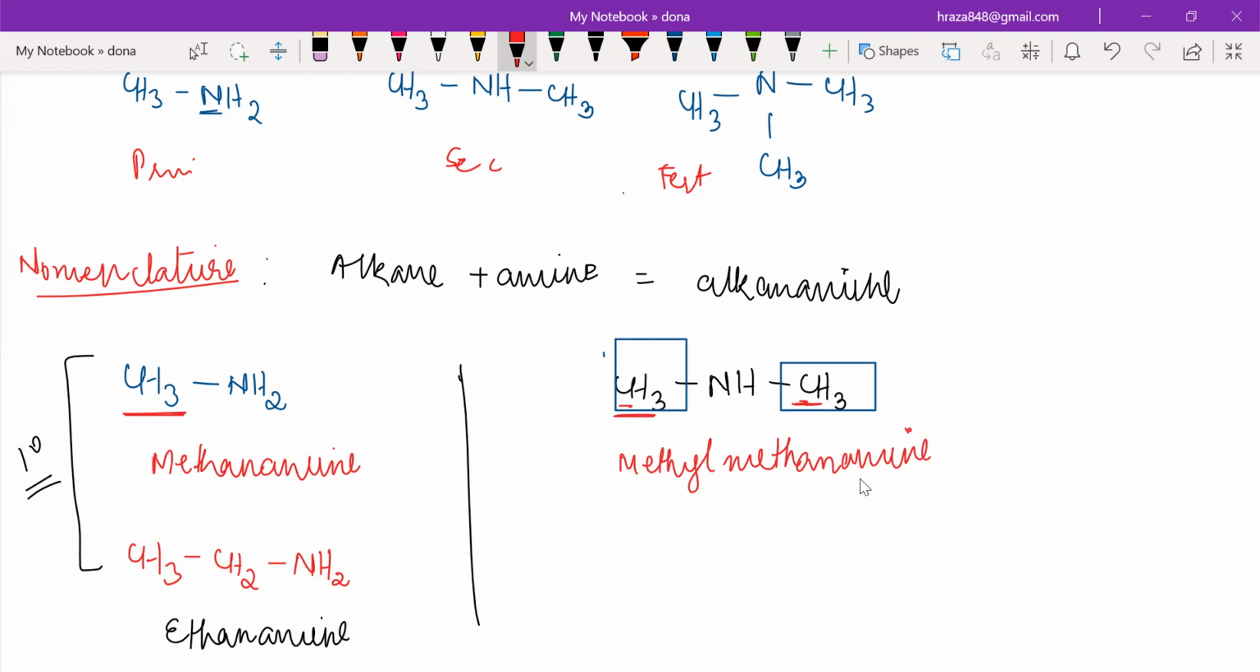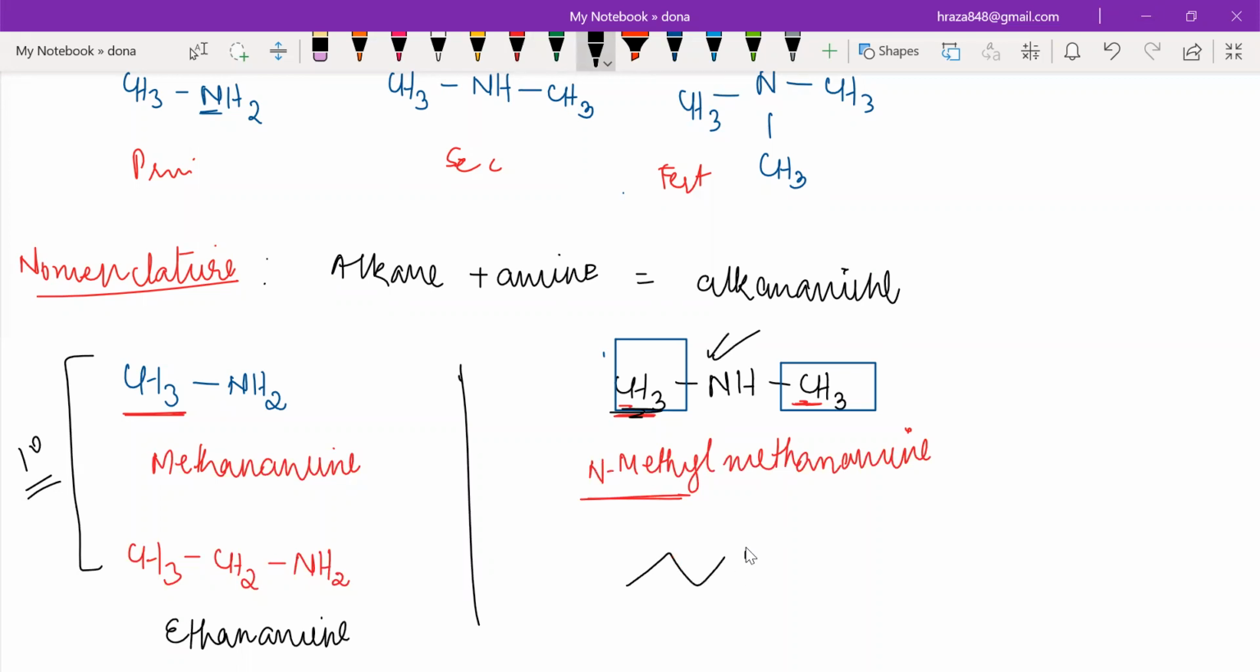Yes, sir. So it's very easy, or we can write N-methylmethanamine. This will be much better. Instead of writing the number, we write N-methyl. That means this methyl is connected directly to this N.